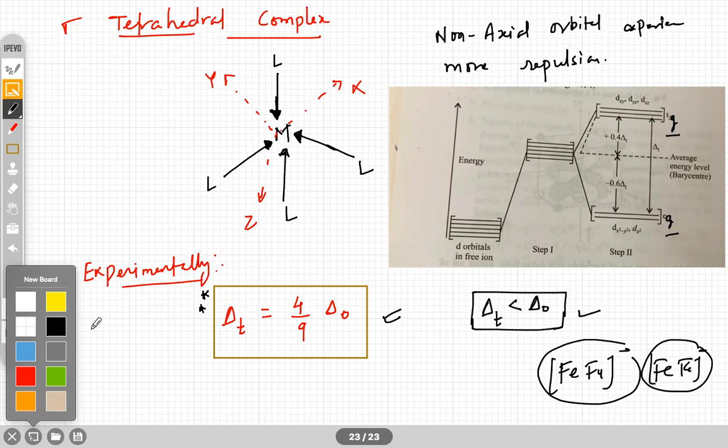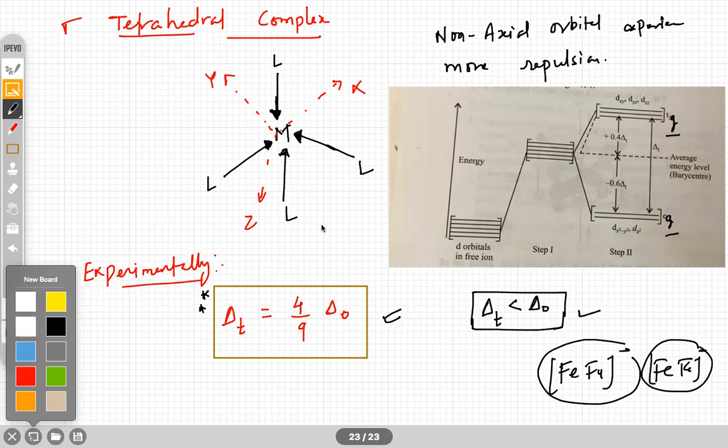So what is that on the top, non-axial orbital? On the non-axial top, right? Orbitals experience more repulsion. Okay, sir. Done. Yes.